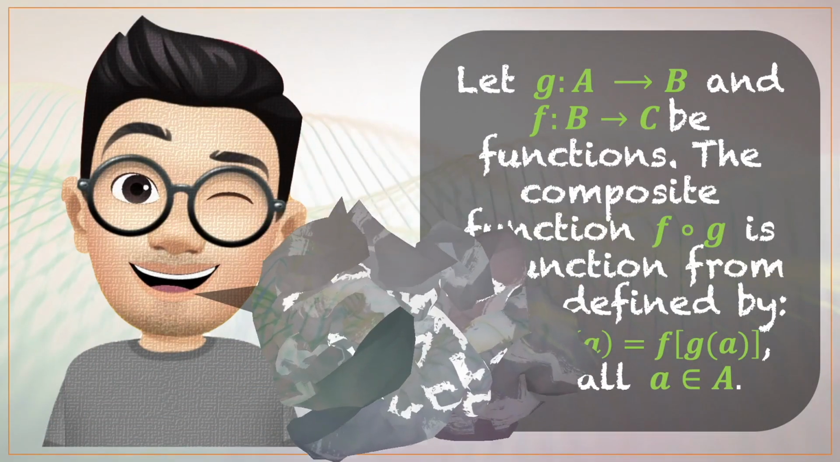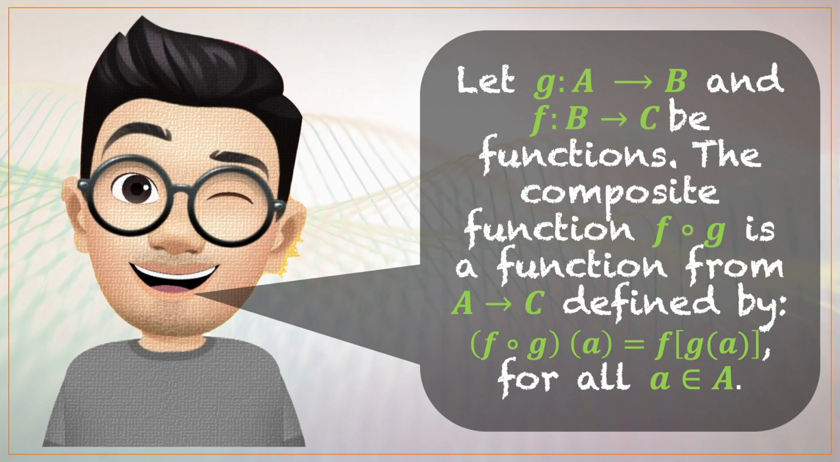So what is composite function? Let g be a function from A to B, and f be a function from B to C. The composite function f circle g is a function from A to C defined by f circle g of a is equal to f of g of a for all a element of A.